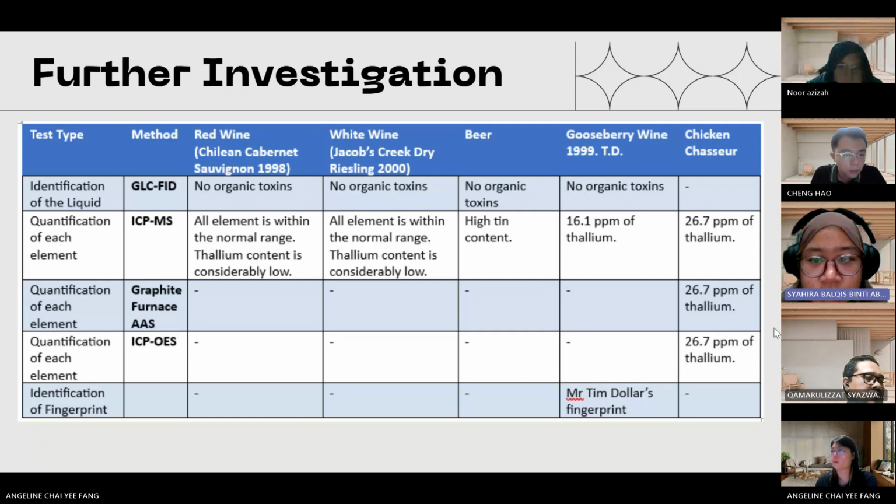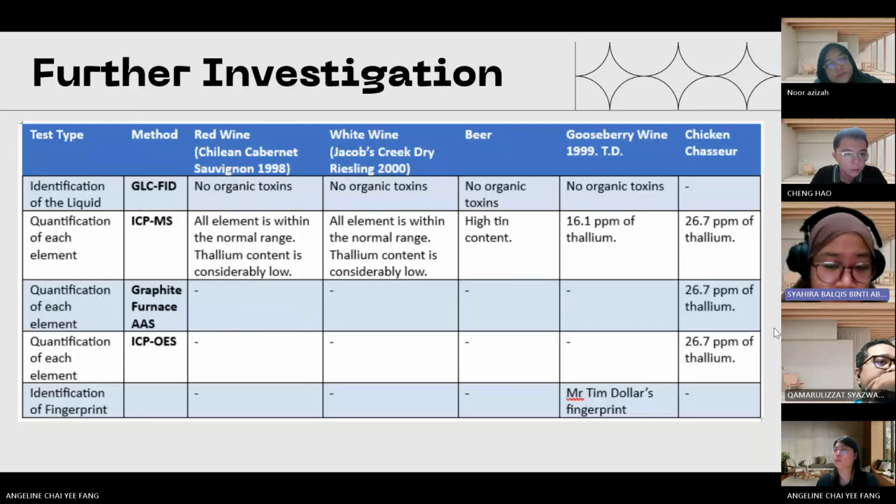GLC-FID was used, and the red wine, white wine, beer, and also the gooseberry wine were all confirmed to have no organic toxin presence. So this means there were no unexpected chemical compounds in these beverages that could have directly caused poisoning. And moving to the second row, which is quantification of each element using ICP-MS.